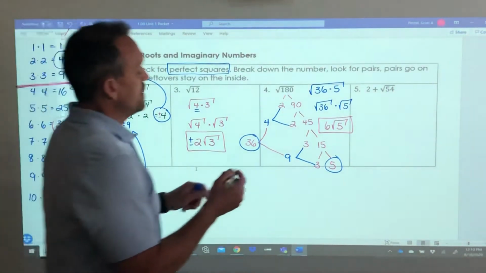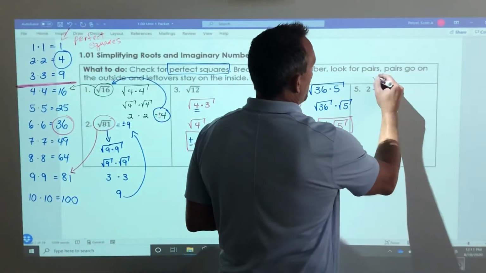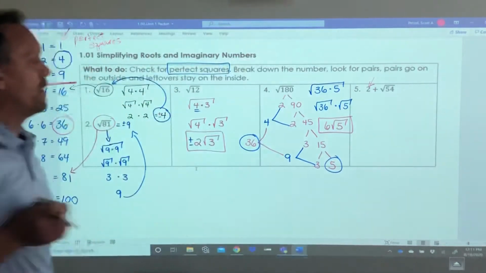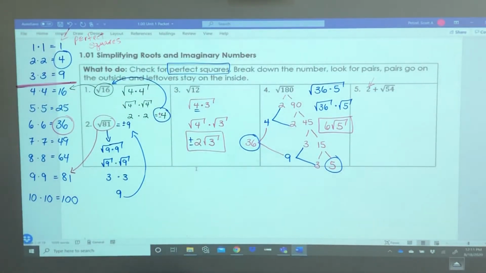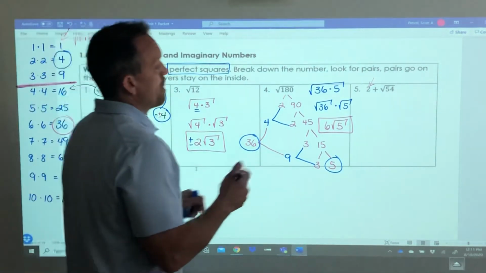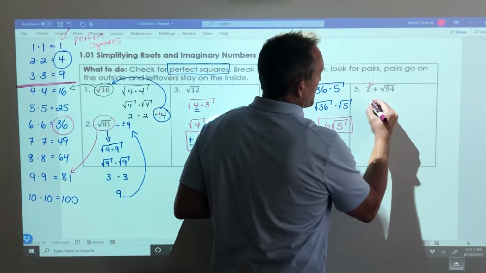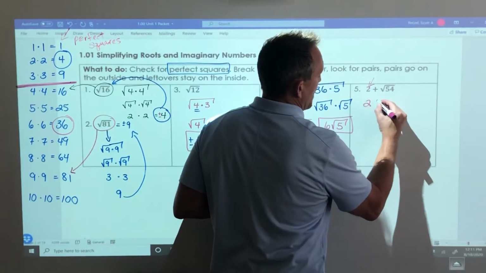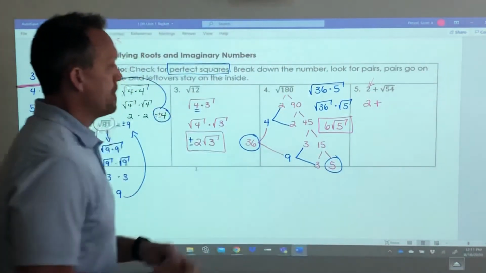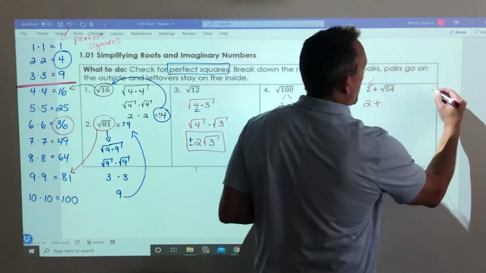All right, this here has 2 parts. So while we don't touch this part, we leave it. This is considered a complex number. It's not an imaginary number, but it's a complex number. Okay? So 2 we just leave here. We're going to leave that there and the positive. Okay? We got to separate square root of 54.